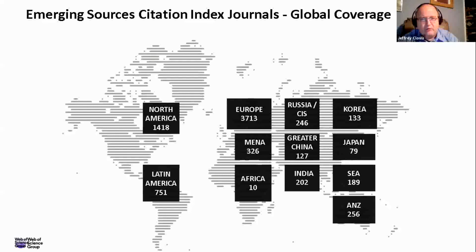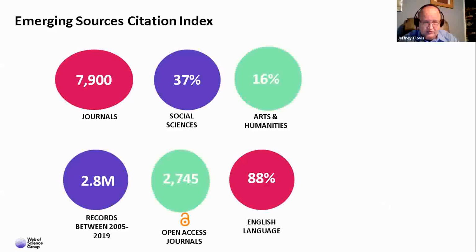So all in all, we cover in the core collection now about 22,000 plus journals. And this Emerging Sources Citation Index covers 37% of the 7,900 journals in the social sciences, 16% in the arts and humanities. Those are the biggest two categories that received increases. The content is in English language, but also it can be in other languages as well. And a total of 2,745 of those 7,900 journals are open access publications. And it includes almost 3 million records, and it's growing.